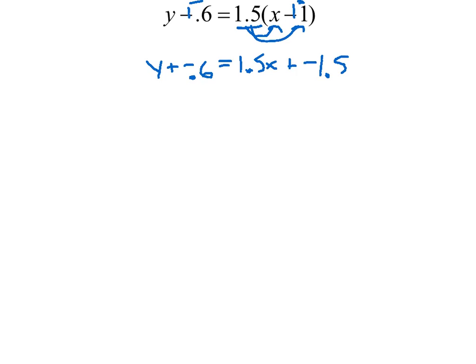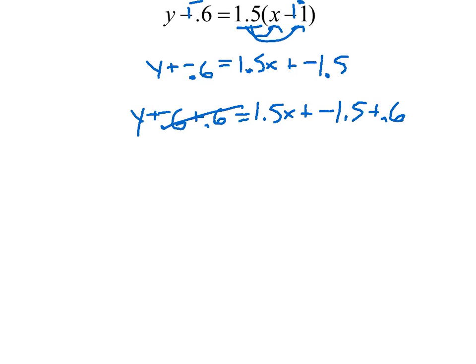Okay, nothing unusual yet. Next thing that we need to do. How so? By adding a positive. Excellent. So negative 0.6 plus a positive 0.6 is equal to 1.5x plus negative 1.5 plus 0.6.